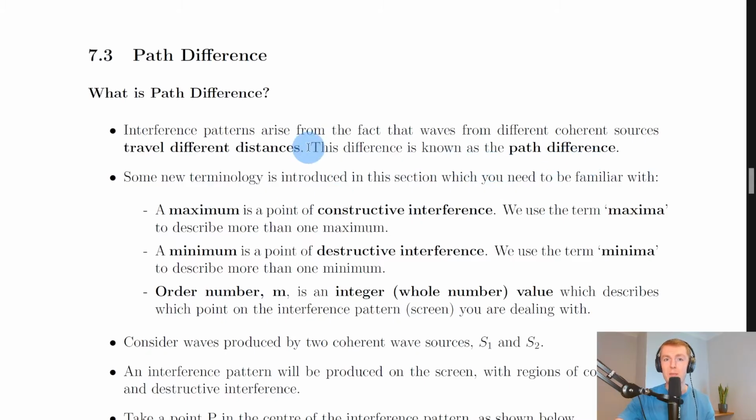And before we look at path difference in more detail, it says some new terminology is introduced in this section which you need to be familiar with. So firstly, a maximum is a point of constructive interference. We use the term maxima to describe more than one maximum. A minimum is a point of destructive interference, and we use the term minima to describe more than one minimum. And lastly, the order number m is an integer, i.e. a whole number value, which describes which point on the interference pattern or screen you're dealing with. So in the theory videos that follow for this interference subtopic, we're going to be using these terms a lot: maxima, minima, and order number.